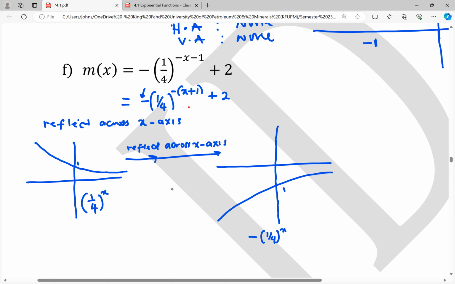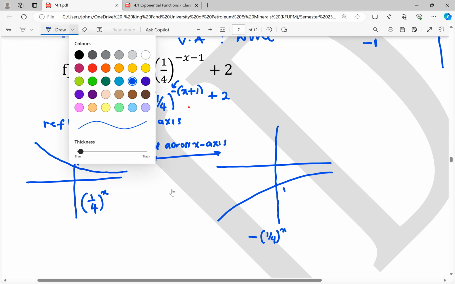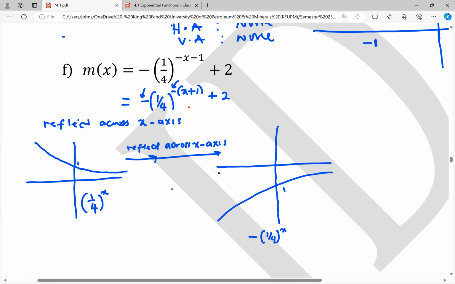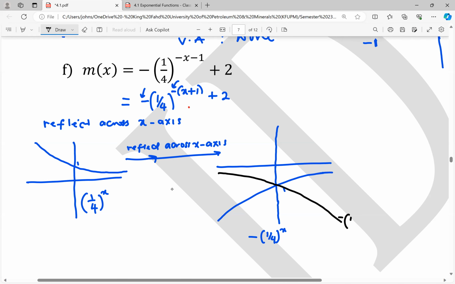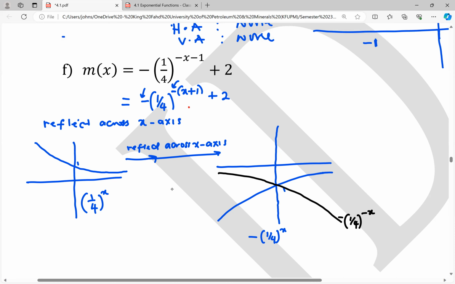But if you look here, you have another minus here. So we can reflect it across the y-axis. If you reflect it across the y-axis, what will change? It will just become this one. Let me do it on the same graph. The same point, but it will just become this one. So this one is minus 1 over 4, but with a minus x now, because we reflect across the y-axis.